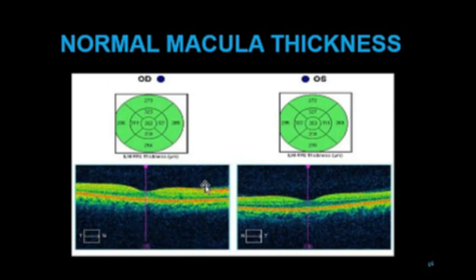And then these are the layers of the retina. This is the fovea. This is the fovea. And in your normal retina, there's a depression in the fovea. It's normal. So this is a normal macular thickness.